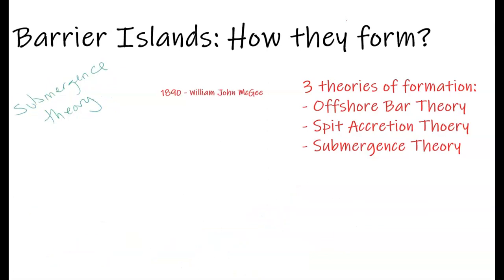Then a few years, around 5 years later, an American geologist by the name of William John McGee suggested that these coastlines, being passive margin, being very gentle slopes, and the cycle or pattern of ice ages and glacial ice melting and forming, you might get an area of coastline which is then submerged, and that would form the barrier islands. So you have your coastline, right?